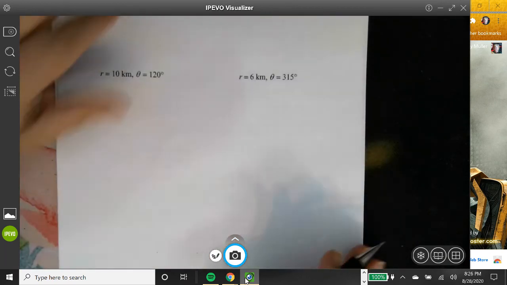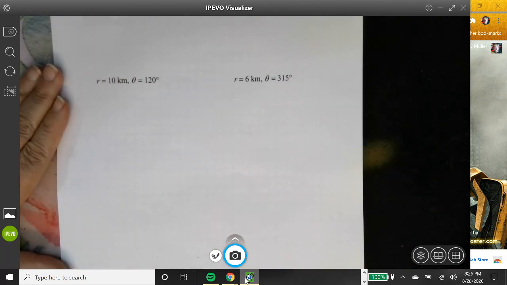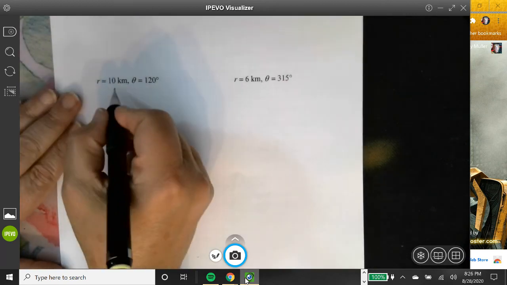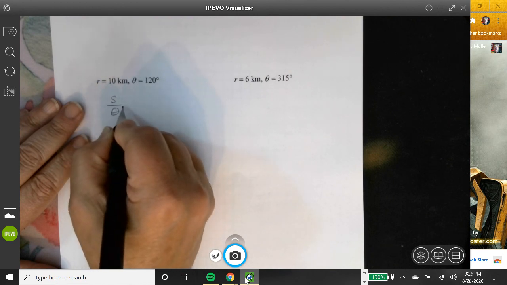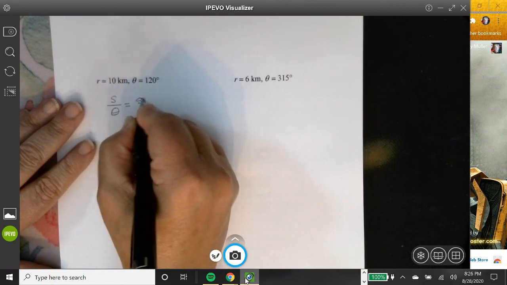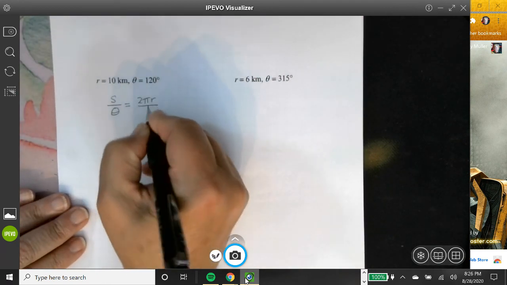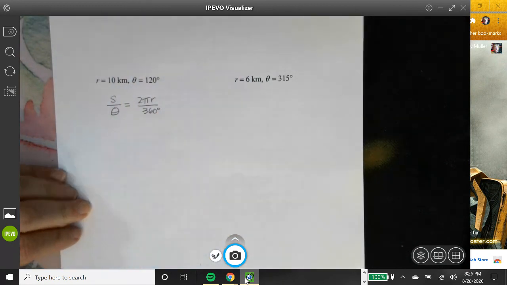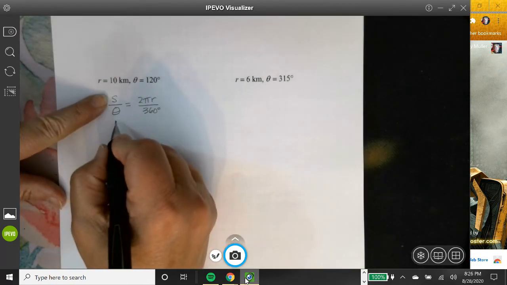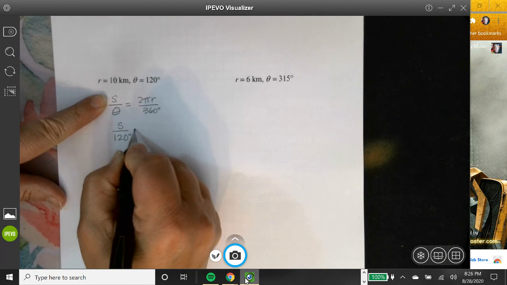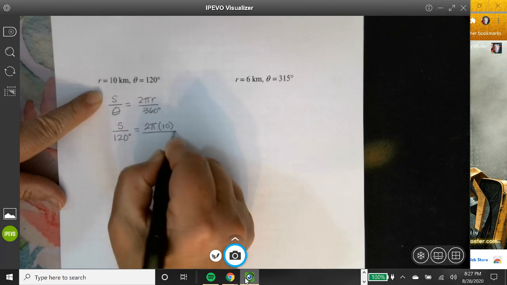All right, sometimes we're not given a picture, but that doesn't mean we can't do it. Okay, so let's try that. I'm given r and theta, so my equation is S is to theta as 2 pi r, oops, I put S here, sorry, 2 pi r is to 360 degrees. Okay, now what was I given? I was given r and theta, so I could solve for S. So we can say S is to 120. You see, it just feels a little bit different, but the process is the same. 2 pi times 10 all over 360.